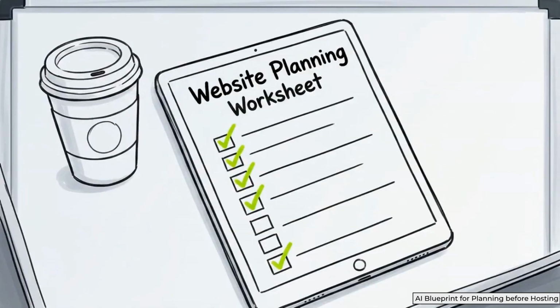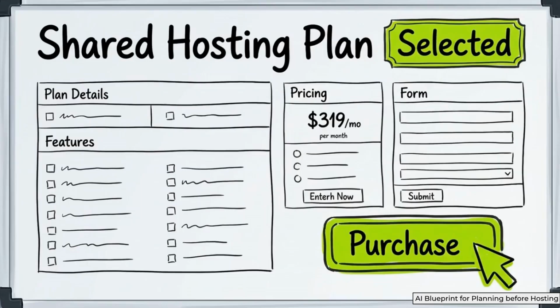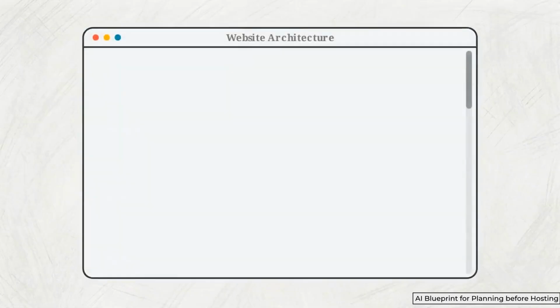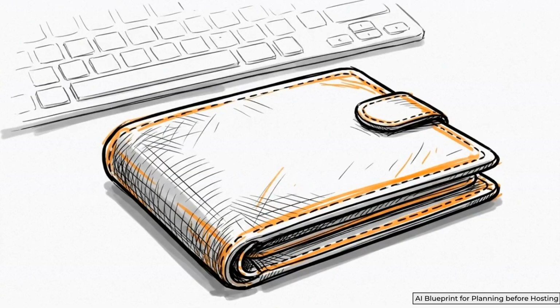Take one final look over your compiled worksheet. Make sure the AI's logic makes sense for your personal schedule and fits within your budget. Now you are ready. Take your finalized worksheet over to Hostmarts and confidently purchase the exact shared hosting plan your blueprint requires. A successful website launch relies entirely on the rigorous, logical planning you complete before the credit card is ever pulled out.